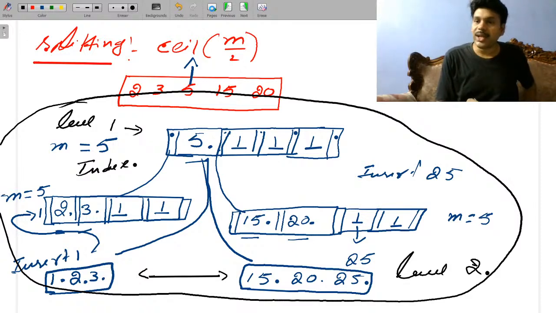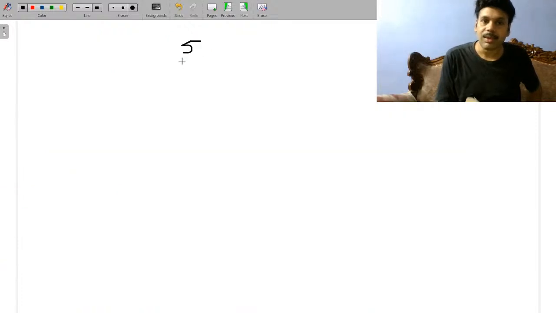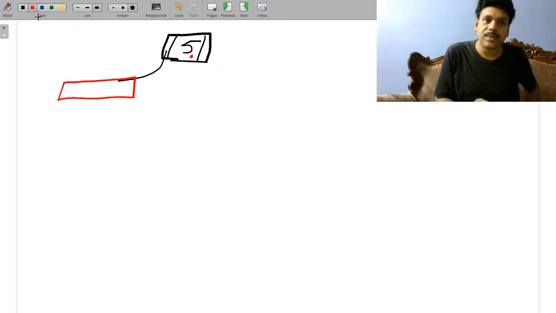So at the top we have 5. The remaining can be nulls, no problem. And on the left side I have a record pointer. Please note I'm changing the color of the pointer. This is the record pointer, and you have a few keys here, 1, 2, and 3, and you have record pointers over there. What is a record pointer? You will all understand now.